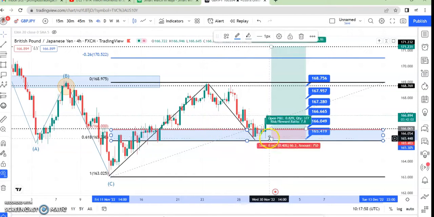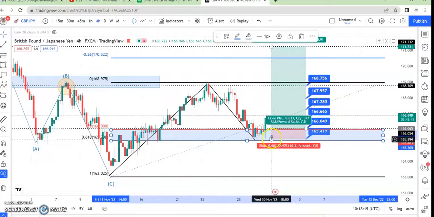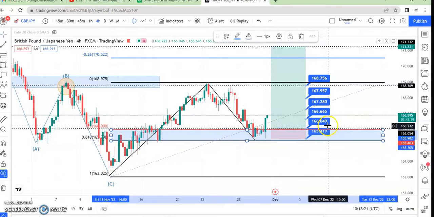This is a support zone, and this candle is a signal candle, and here is a small bearish candle, making this a strong bullish engulfing pattern, suggesting that price would most likely surge in the bullish direction. All right. When I saw this forming within my retracement zone, I made a call from this point, 166.049.